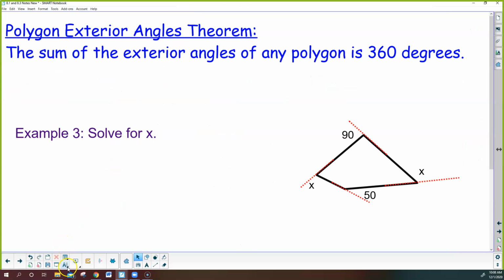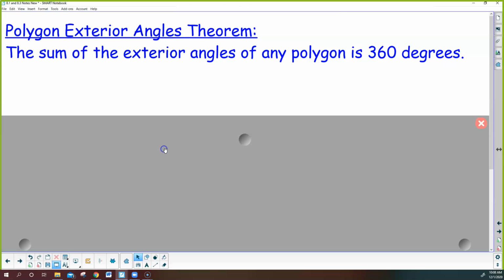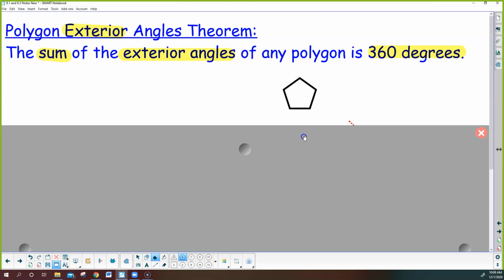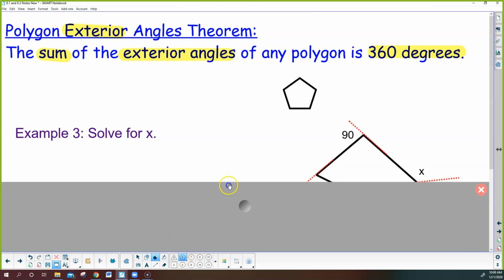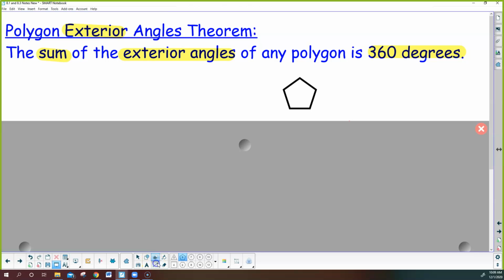Okay, what about exterior angles? Okay, exterior angles, and this is just the theorem. We're not going to develop it here. We're just going to kind of give it to you. So now we're focused on the sum of all the exterior angles for any polygon is 360 degrees. It doesn't matter the amount of sides. It's just 360 degrees. I'm going to do a real quick visual that I don't want you to write down. Let's see if this works.